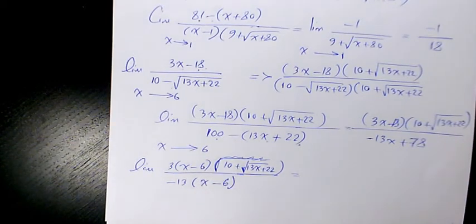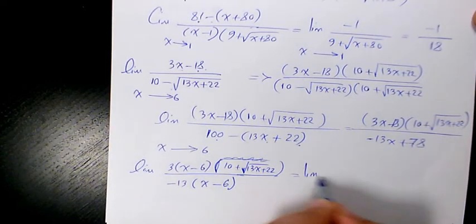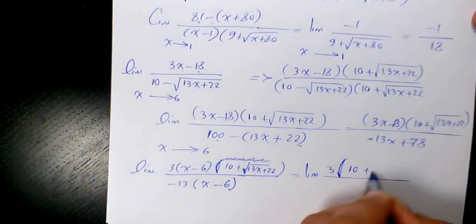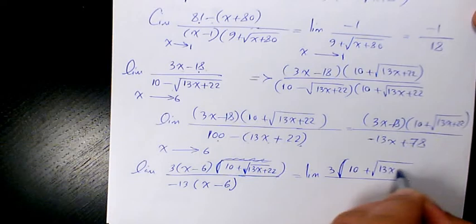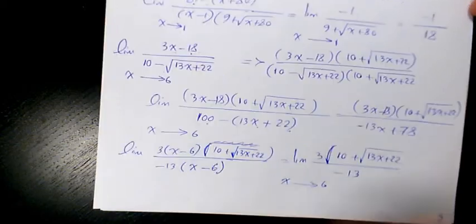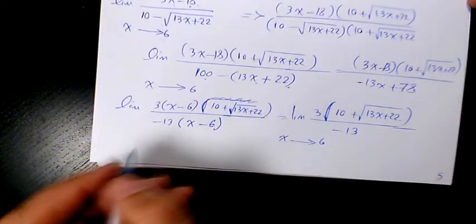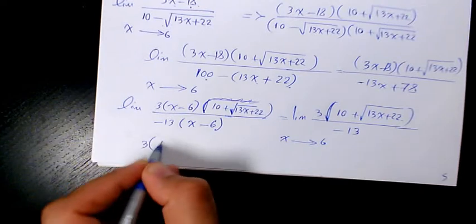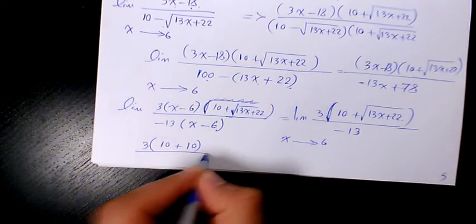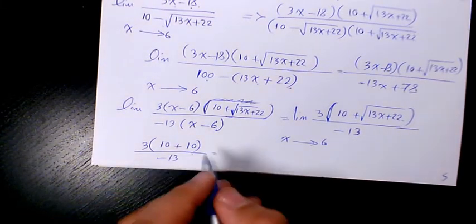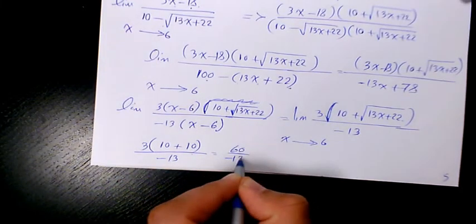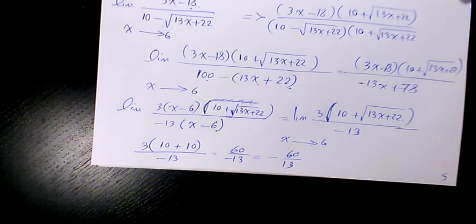Now x minus 6 and x minus 6 cancel out. It's going to be the limit of 3 times bracket 10 plus square root of 13x plus 22 over negative 13 when x is approaching 6. That will be 3 times 10 plus, that's going to be 100, square root of 100 is 10, over negative 13, which is going to be 20 times 3, 60 over negative 13, or negative 60 over 13.